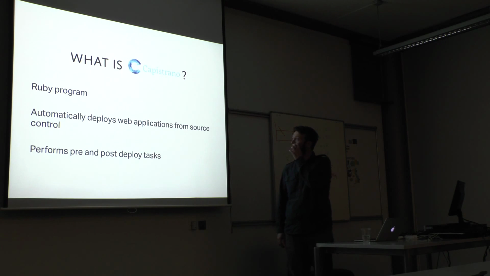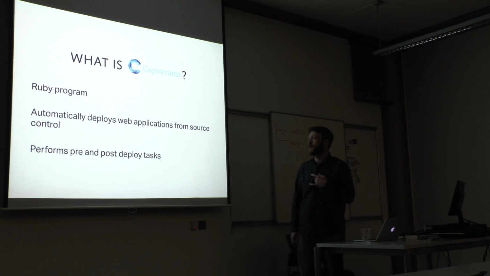So Capistrano is a Ruby app, so you will need Ruby on your machine to get it running. And it's used for pulling down and deploying source code from version control, like on GitHub or Bitbucket or something. And then it can also run several tasks you need to run on your server after deploying the code, or before deploying the code even.